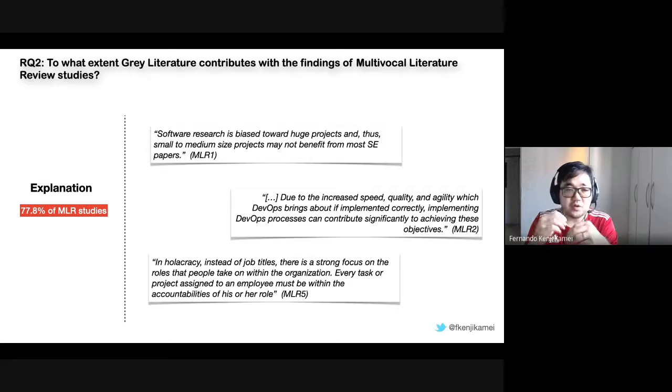Gray literature was also used to explain some topics and concepts. The explanation was also one of the most common types of contribution that we identified in the studies. For instance, in Multivocal Literature Review 2, a gray source explained how DevOps contributed to achieving the project objectives.